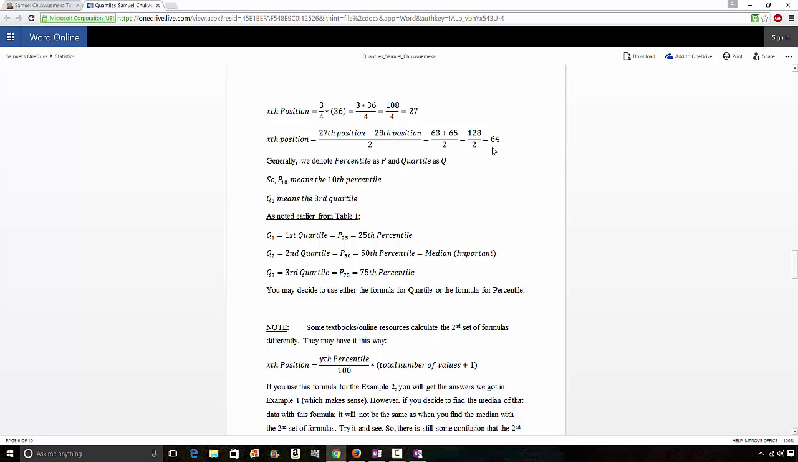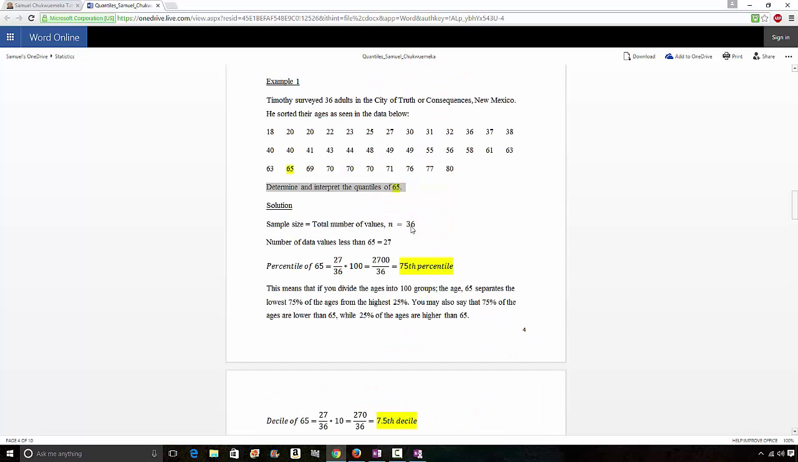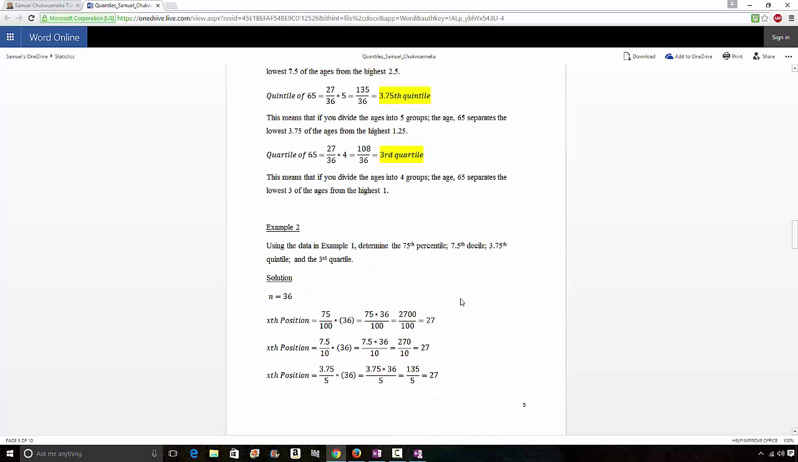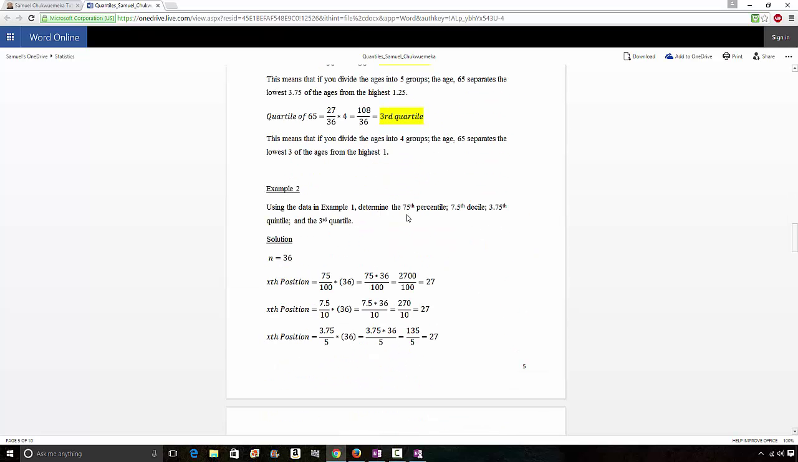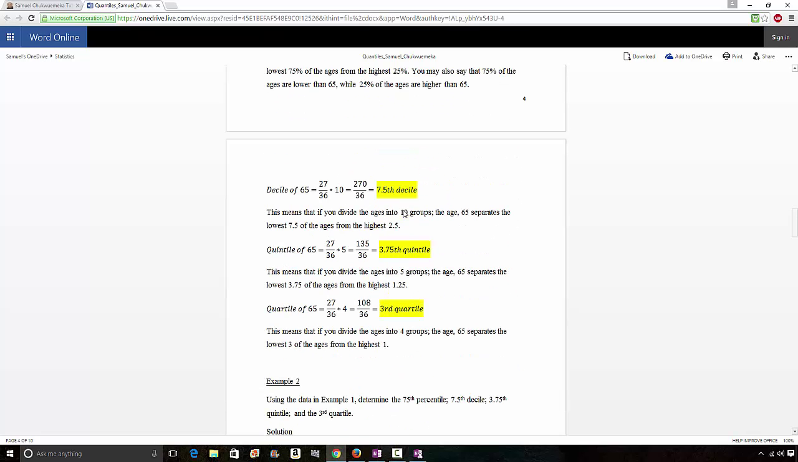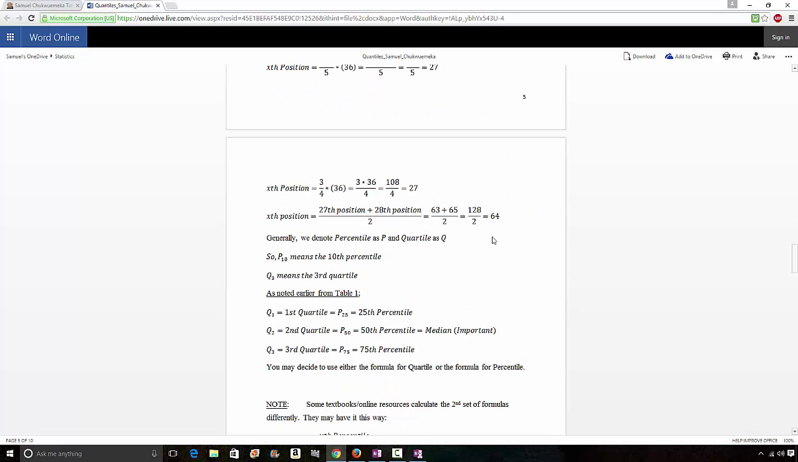Okay, so our 75th percentile, or our third quartile, is 64, right? But then when we did percentile of 65, it still gave us 75th percentile. So it should make sense that when we find the 75th percentile, it should give us 65 and not 64, as we found here.